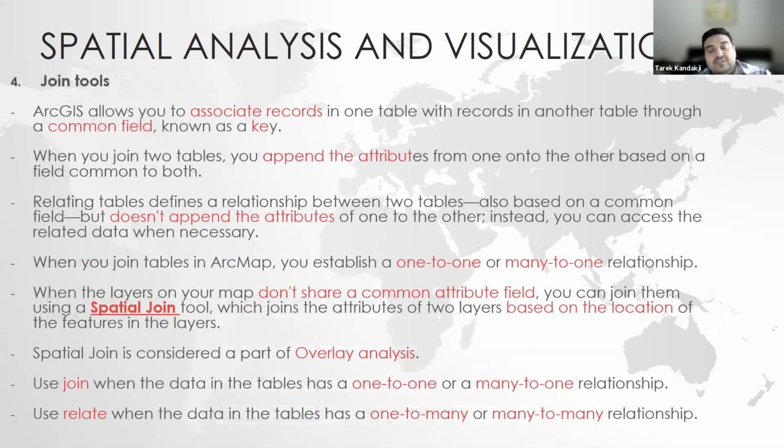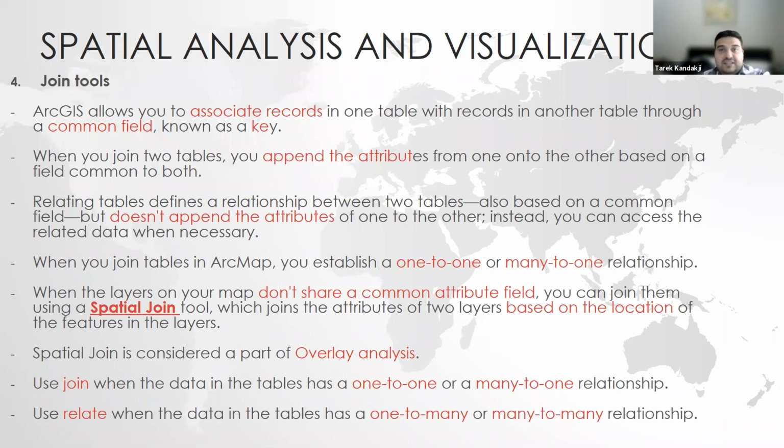The join tools are also a very important type of analysis. ArcGIS allows you to associate records in one table with records in another table through a common field known as a key field. So let's say you have house points, and each house has a unique code. And this dataset tells you the house location and the price of that house.